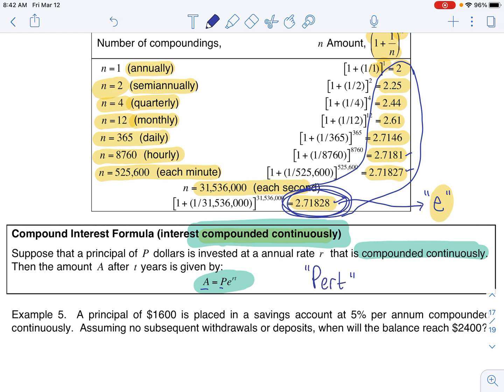You guys ever heard of a shampoo? It's called PERT Plus. It's like this awful green shampoo. It came out in like 1985. Yes, I'm that old or something.